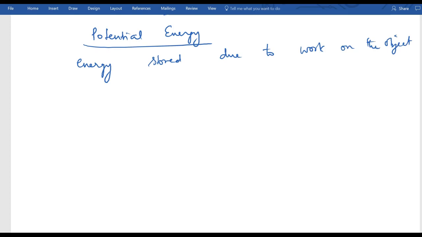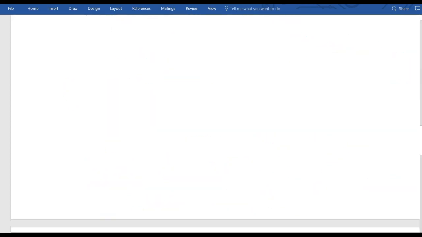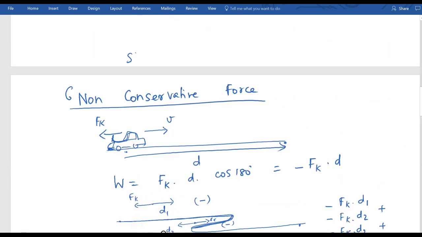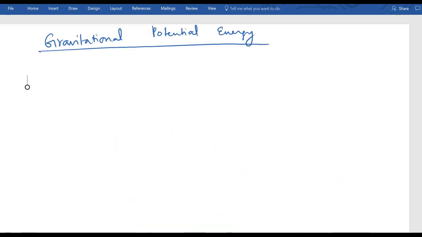There are different forms of potential energy associated with different conservative forces. For example, elastic force in a spring is a conservative force, so you can have elastic potential energy. Electrical force between two charged objects is a conservative force, so you can have electrical potential energy, and so on. But we are now just going to look at potential energy associated with the work done against the force of gravity in changing the position of an object.